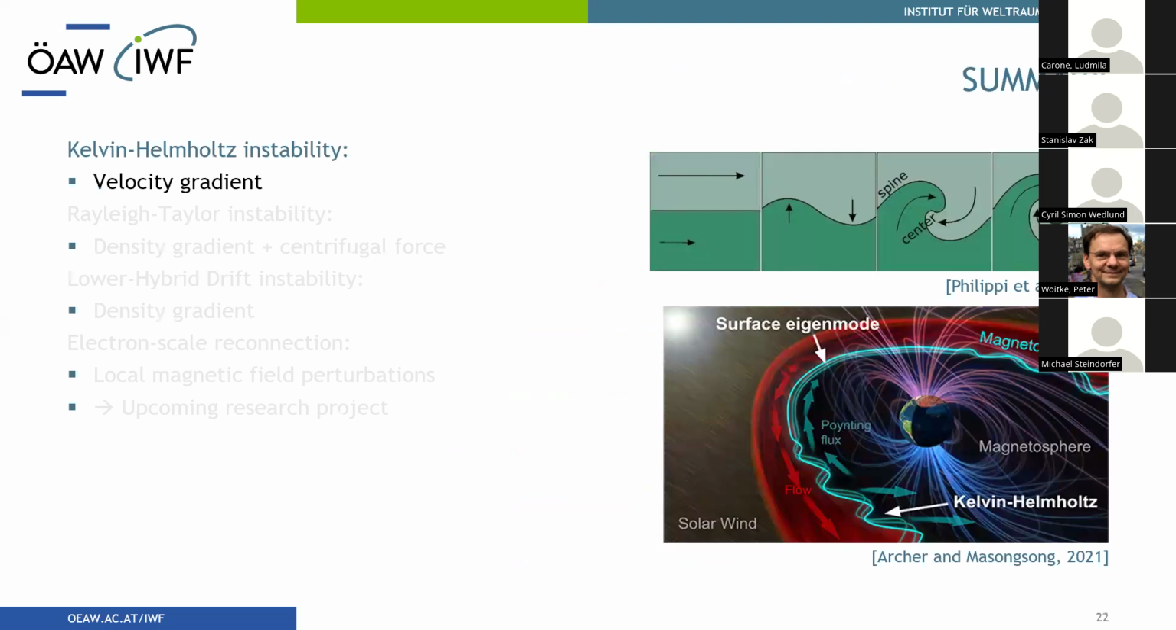Okay. So, in summary, we talked about the Kelvin Helmholtz instability, which is due to a velocity gradient. Here again is a sketch of the magnetospheric system. You have the solar wind coming in. Here you have Earth's magnetic field. And this solar wind is deflected around the magnetosphere. You have a very strong velocity gradient here, and therefore these shapes can form.